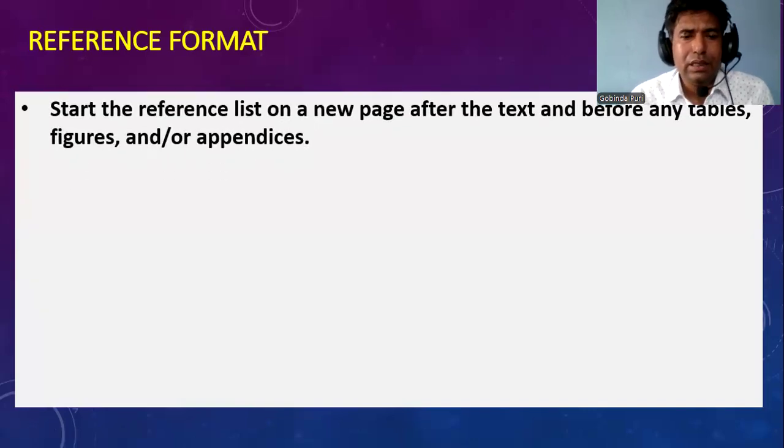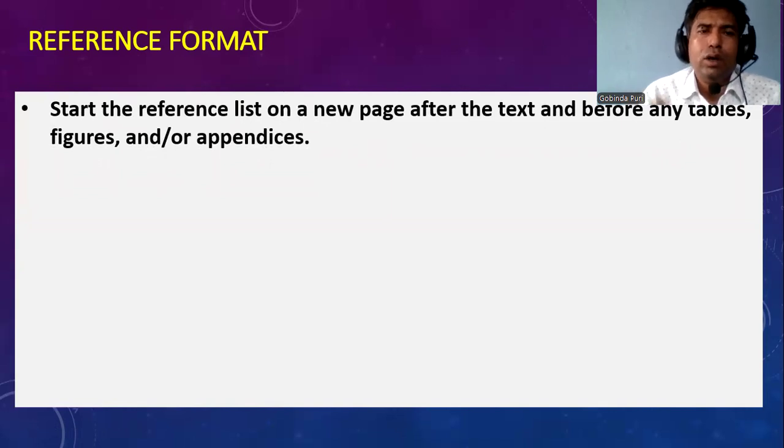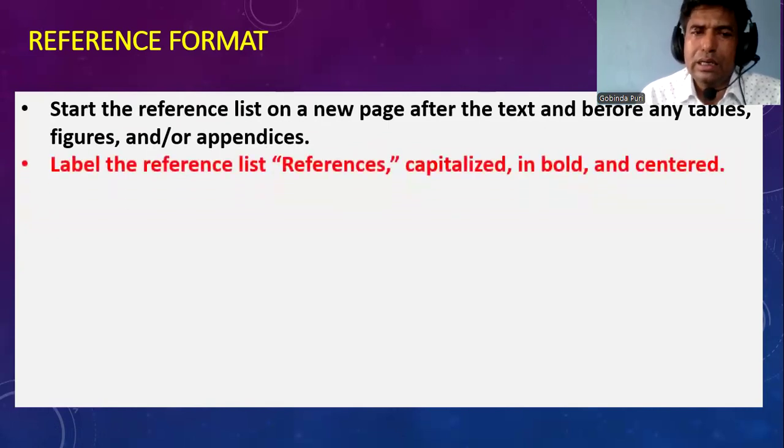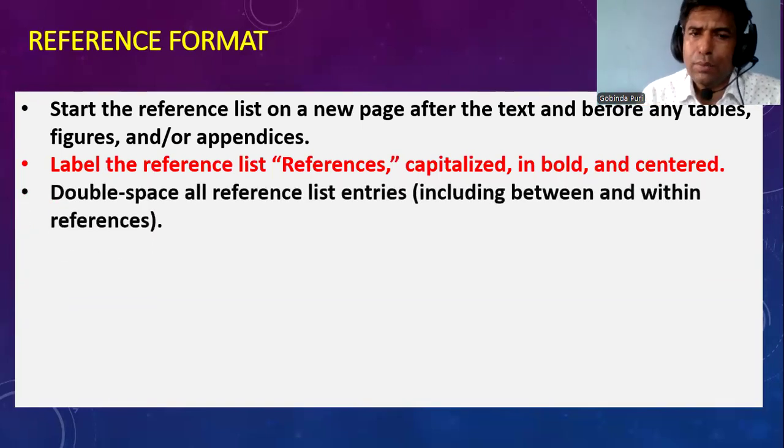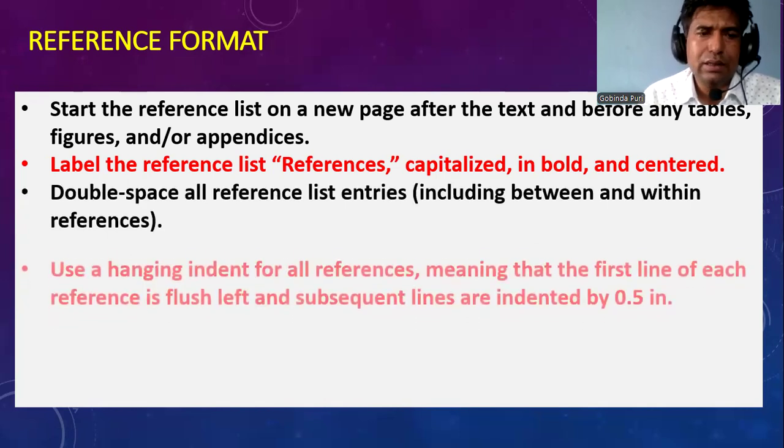Finally, let me share with you that you should always start the reference list on a new page of the paper, after the text and before any tables, figures, or appendices. Label the reference list under the heading References, capitalized, bold, and centered. Double space all reference list entries, including between and within the references.